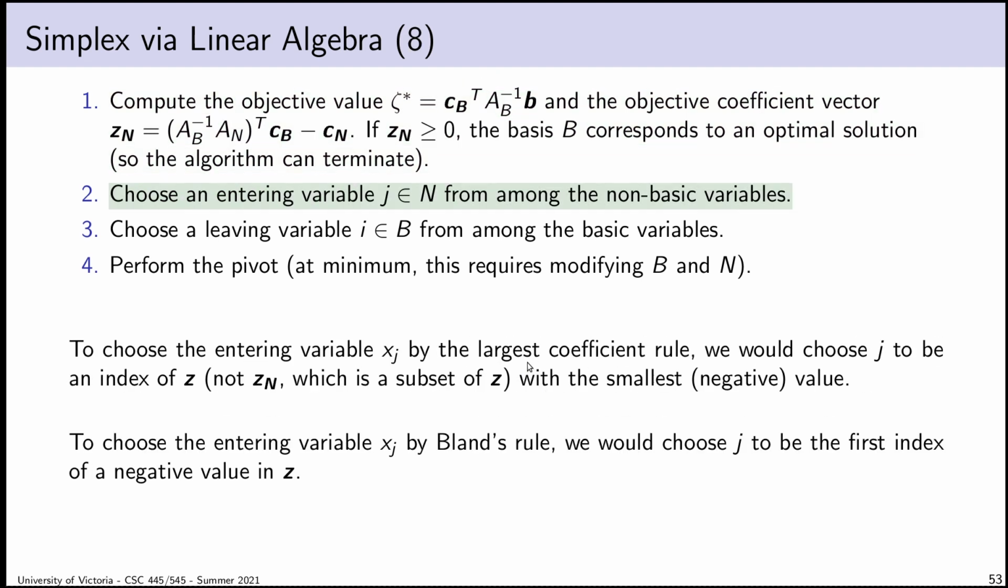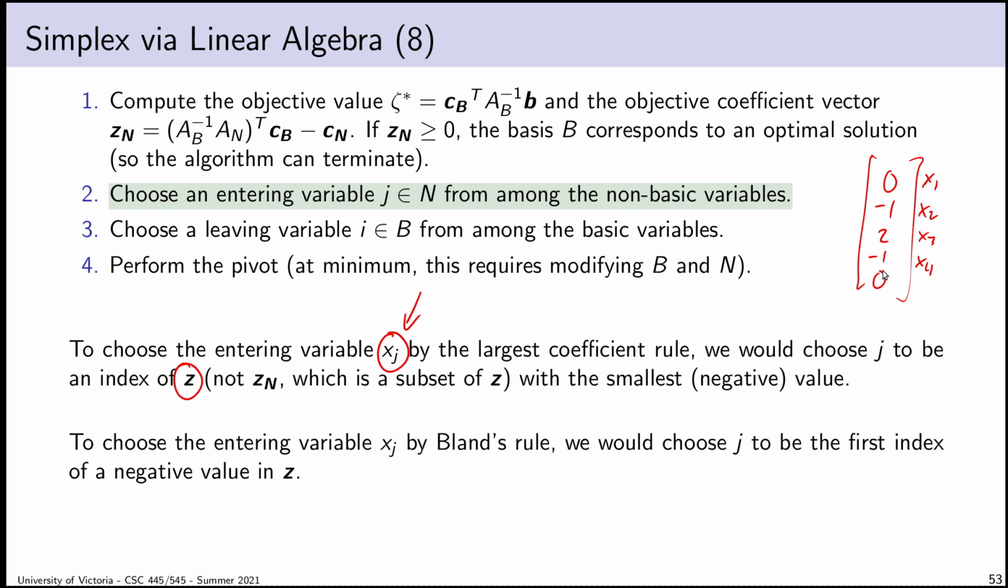So suppose I were to use the largest coefficient rule. Well, in that case, I would choose my entering variable xj, I would choose the index j, to be whatever index of z. Notice that I'm using the big vector z, not zn. And the reason I'm doing that is because if I care about the index of the variable that I'm choosing, so xj, it's really easy to go from the big vector z to an index. So if this is my big vector z here, so I don't know, 0, -1, 2, -1, 4, then I know that this is x1, this is x2, this is x3, this is x4.